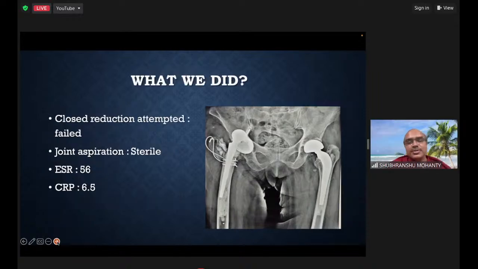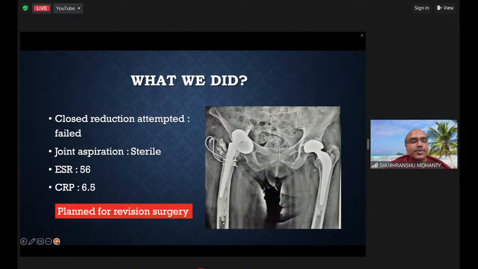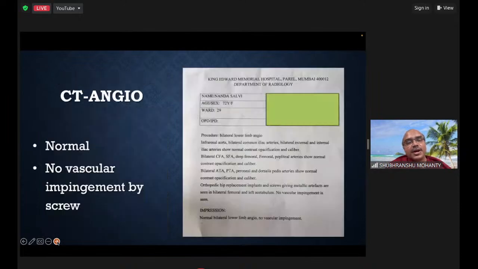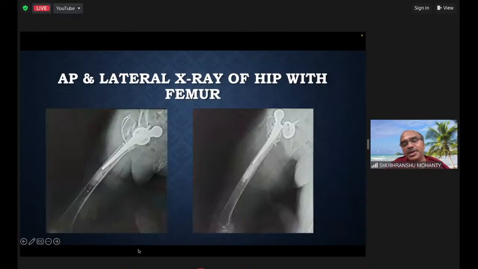So we tried a closed reduction, but we failed. Joint aspiration was sterile, ESR 56, CRP 6.5. So we planned a revision surgery. These are the AP and lateral X-rays of the hip with the femur. We did a CT angio because the head of the prosthesis was palpable in the groin, so it was like an anterior dislocation. There is no vascular impingement by the screws. As you can see, the screw is going in.